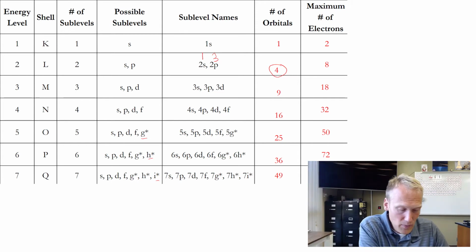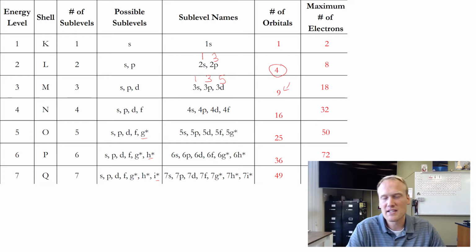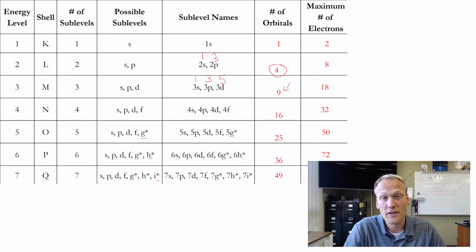In the third energy level, we have 3s, 3p, and 3d, which is a total of 9 rooms, because s sublevels hold 1 orbital, p's hold 3, and d's can hold 5. So the total is 9 orbitals, which means a total of 18 electrons can be placed. And we can keep on going all the way down to energy level 7.